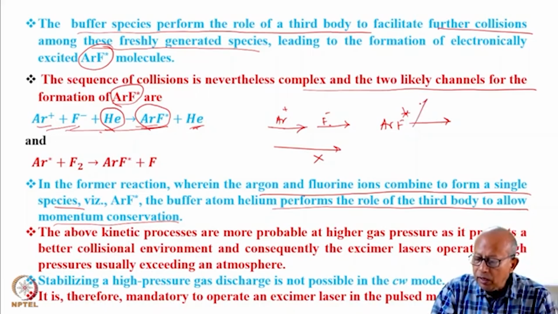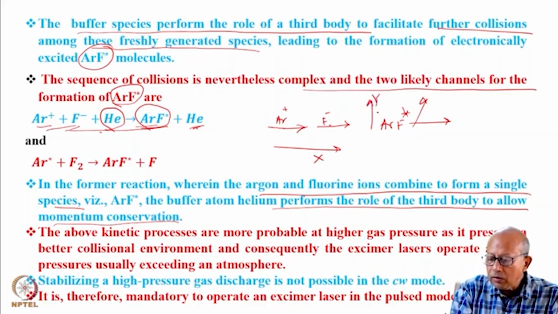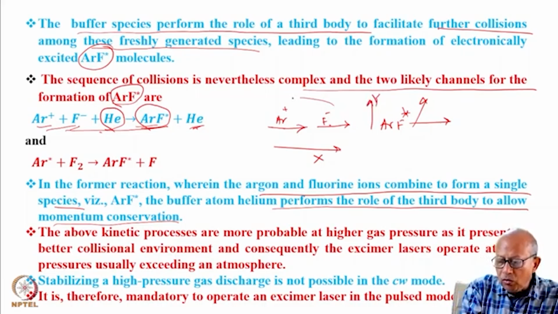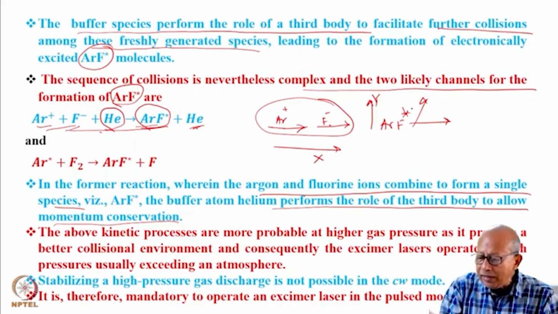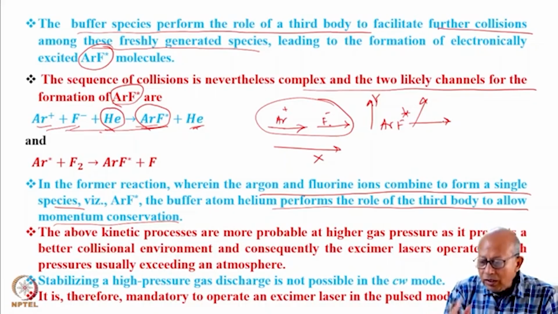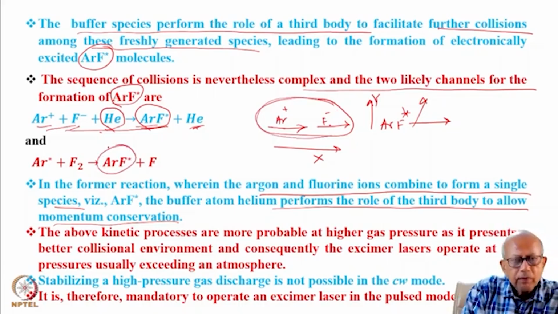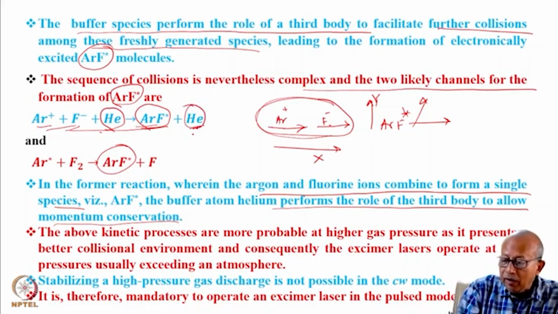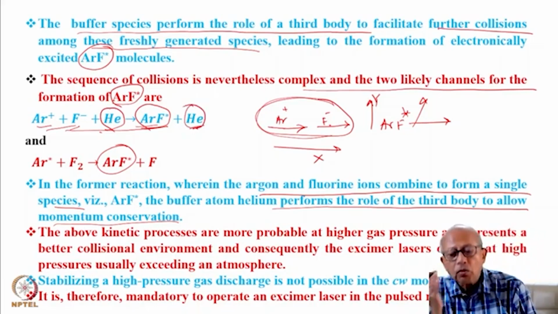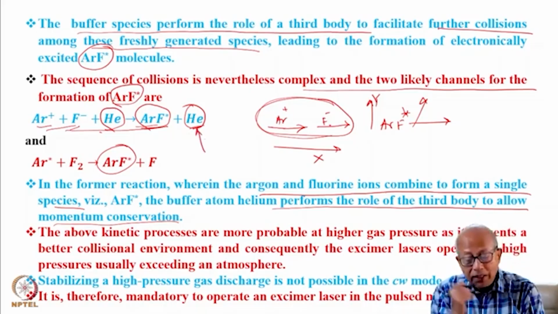If it travels in any other direction, then it will have a component of momentum in the y direction, while before the collision there was no component of momentum in the y direction. So argon fluoride cannot travel in any direction but the x direction. So this is a big constraint and comes in the way of the formation of such a single species after the collision. So the presence of helium takes care of this momentum. Whatever momentum deficit is there, the electron either takes it or supplies it. Helium either takes it or supplies it.